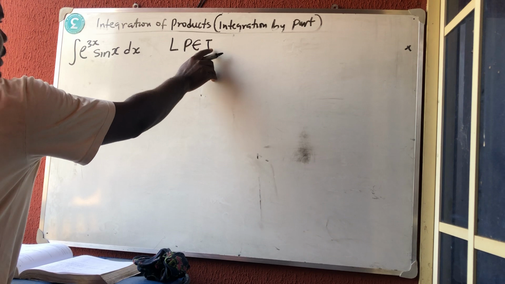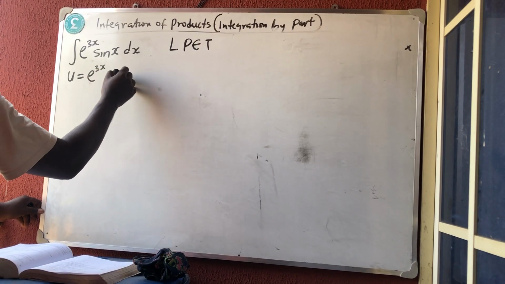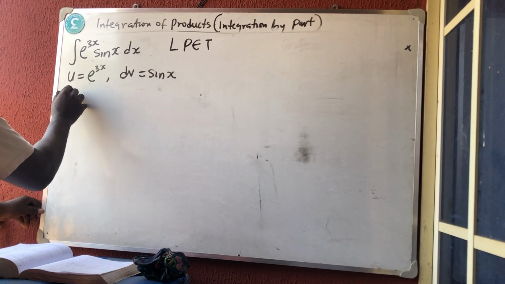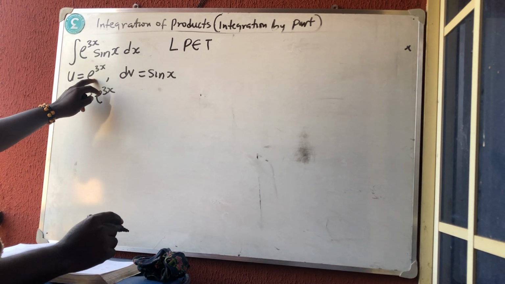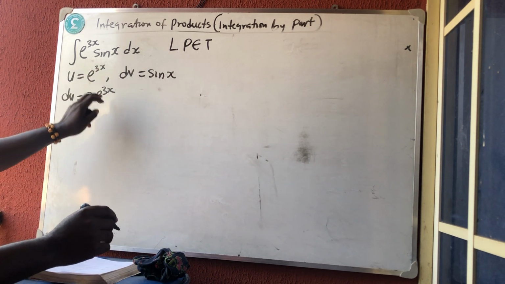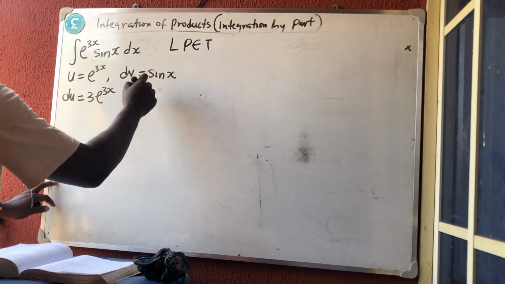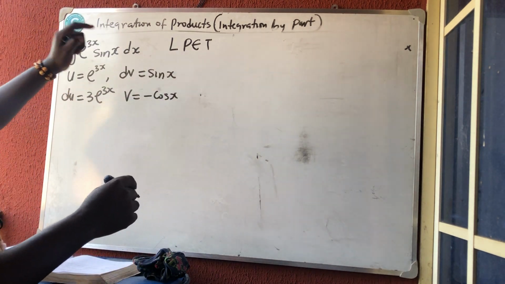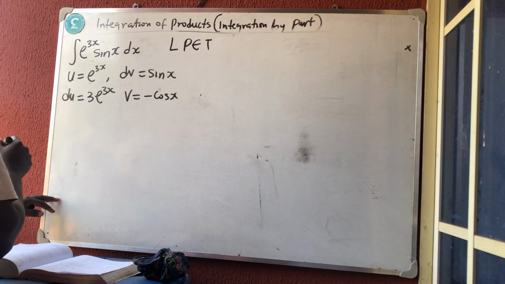Exponential comes before trigonometry, so exponential is my u. So u is equal to e raised to power 3x, while dv is equal to my sine x. So therefore du is equal to what? 3e raised to power 3x. I hope you remember. Differentiating this means differentiate the bracket, use it and multiply the differentiation of everything. But if it's integration, I'll use it and divide. So my v is now, the integration of sine is minus cos, please. The differentiation of sine is cos, but the integration of sine is minus cos. So I've gotten the four things I needed. So let me write out my formula.